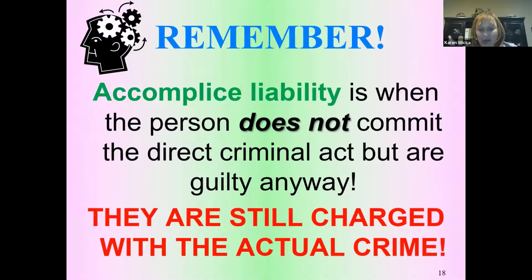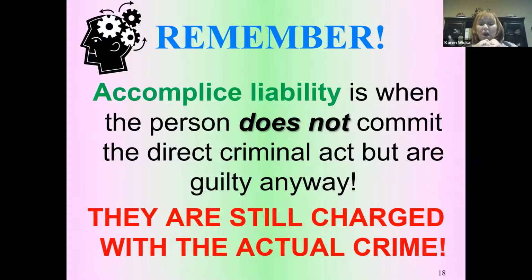Now, remember, accomplice liability is when the person does not commit the direct criminal act, but is guilty anyway. So when you're looking at these, you're going to be tempted to think about the principal in the first and only focus on the principal in the first. But you need to look at, did anybody else help in any way? And did they intend the principal in the first to commit the crimes? If that's the case, that's accomplice liability, okay?